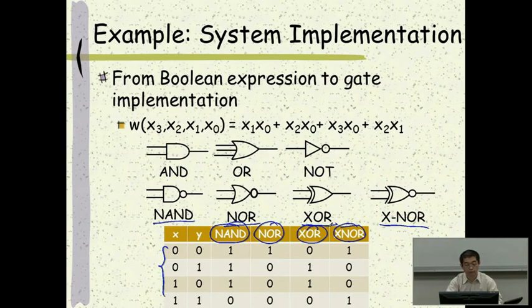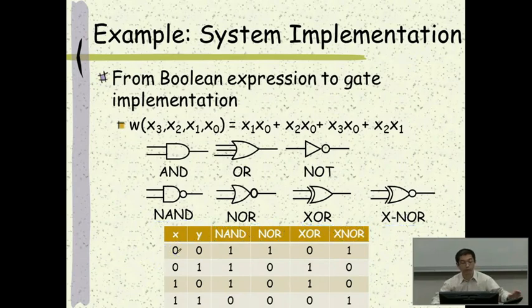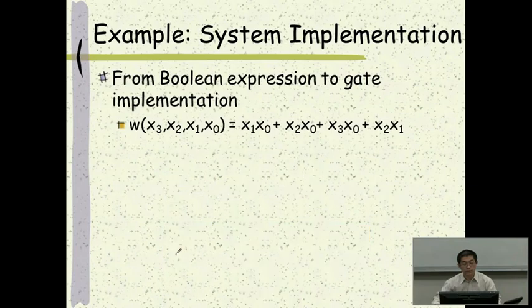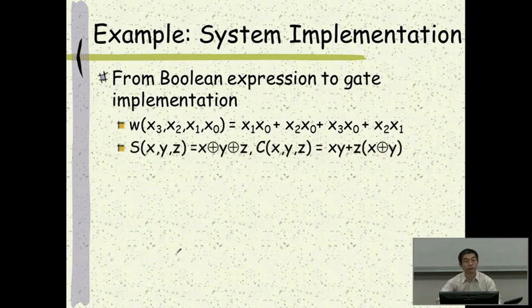So for example, NAND gate will be 0 if and only if both x and y are 1. And the NOR gate on the other side will be 1 if and only if both x and y are 0s. So with these additional gates, we can sometimes have a much better or more efficient implementation of the system.